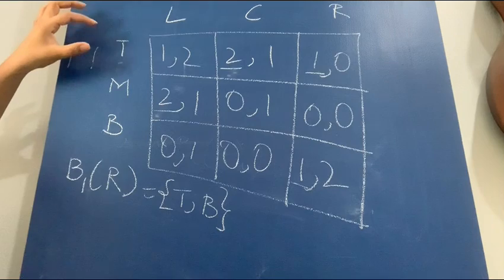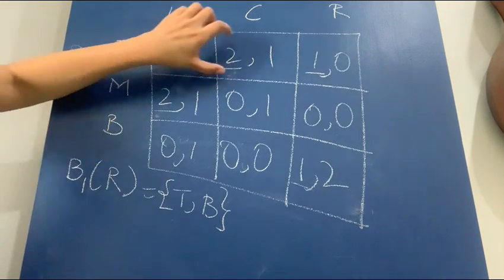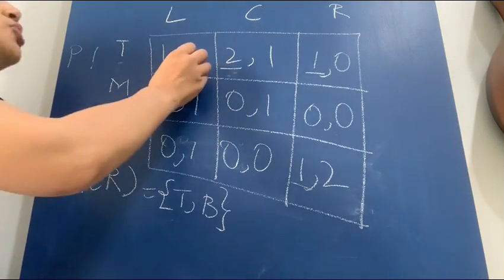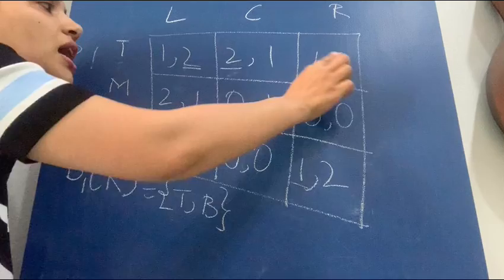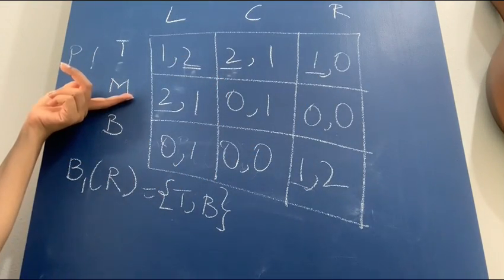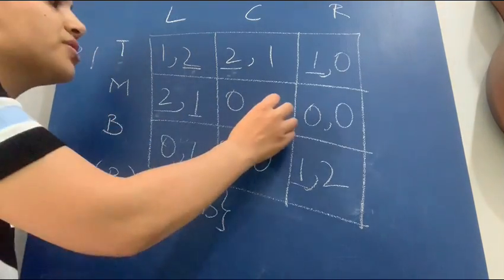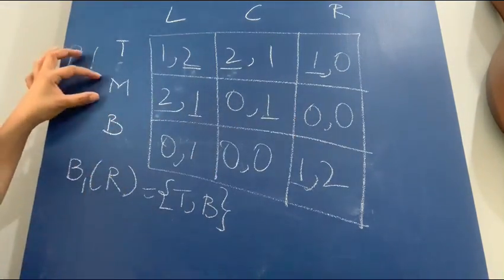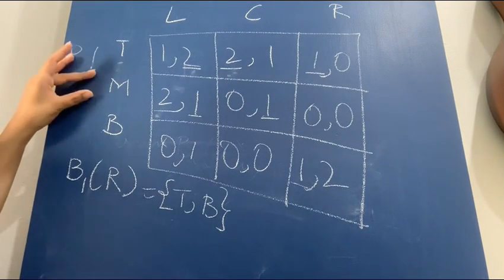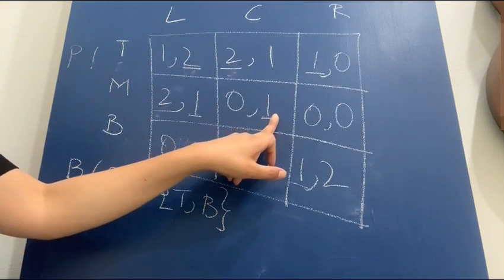If player 1 has played T, the best response of player 2, so that means we are in the first row here. The best response for player 2 is to play L because L is giving the highest payoff here. If player 1 has played M, the best response for player 2 is either player 2 can play L or C.